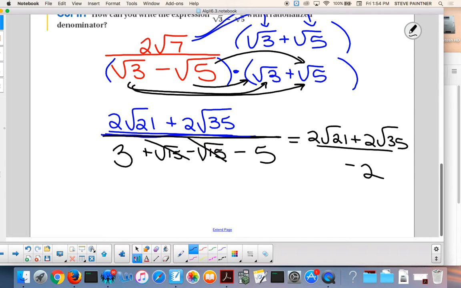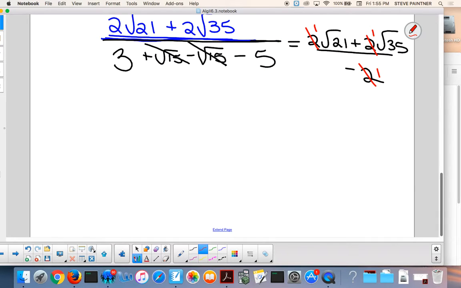There's probably one more thing you can do. Can you simplify, cancel both of them? Yeah, these are fractions. This is a fraction over negative 2. This is a fraction over negative 2. So it's like two fractions. What's 2 and 2 going to do? Cancel. So it becomes 1 and 1. This 2 becomes 1. So the final answer is square root of 21 plus square root of 35 over negative 1.